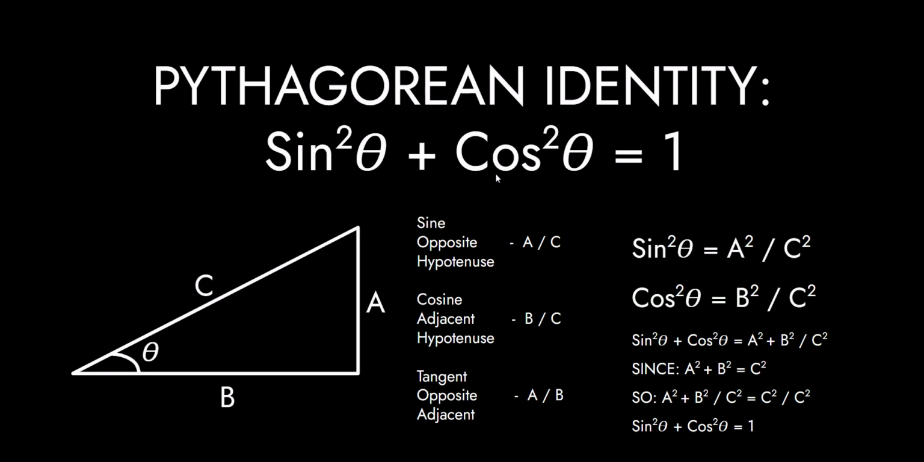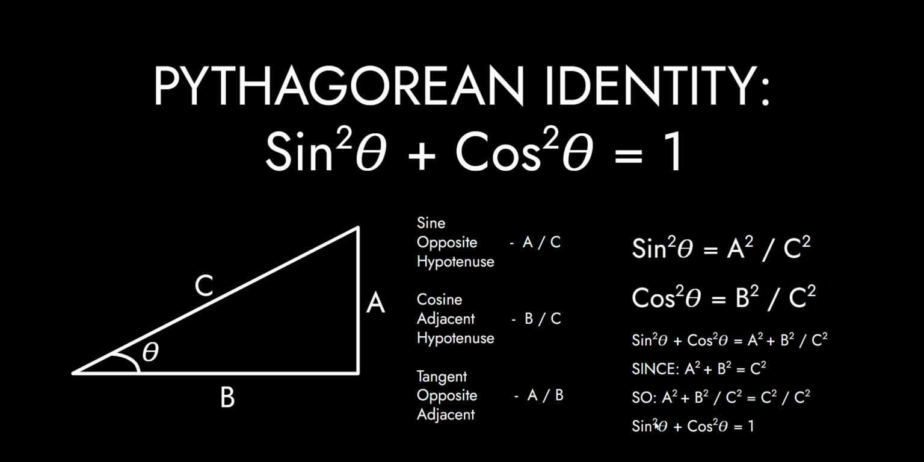Now, knowing this, we can finally prove this identity, because sine squared plus cosine squared equals a squared plus b squared over c squared, because they share the same denominator. Now, since a squared plus b squared equals c squared, because of the previous Pythagorean theorem we had, a squared plus b squared equals the hypotenuse squared, which is c, then we know that a squared plus b squared equals c squared. So a squared plus b squared over c squared is just c squared divided by c squared. And since these are both the exact same, that means that c squared over c squared equals 1.